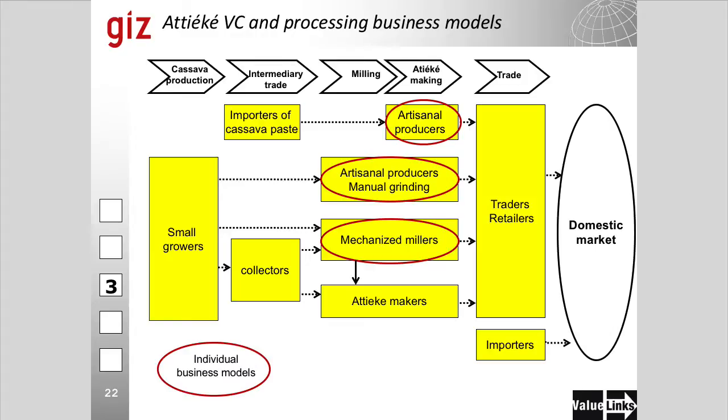Your sequence of functions on top, it says cassava production, intermediary trade, milling, article making, trade. No, these are 5 stages, and inside those stages, of course, there are the different processes which are not mentioned here. So they are factored in already? They are factored in, yeah.